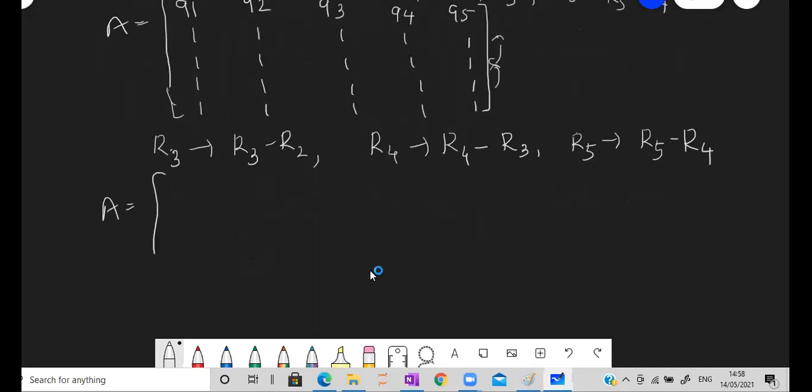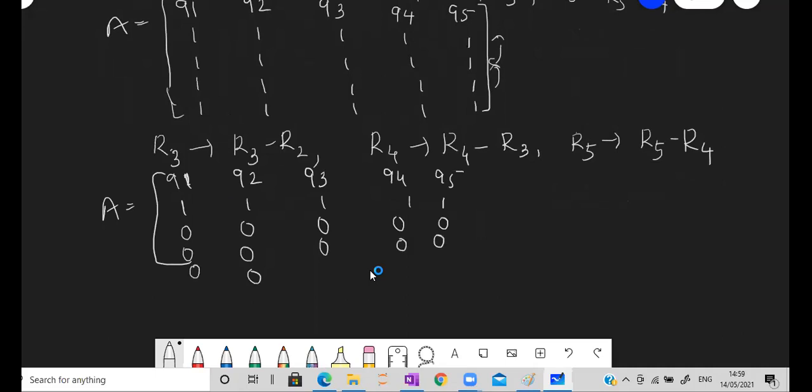So A will be what now? No change with how many rows? First 2 rows, no change. Second row, third row, all 0. Fourth row, all 0. Fifth row, all 0, no? Am I right or wrong? See, 1 minus 1, 1 minus 1, everywhere.